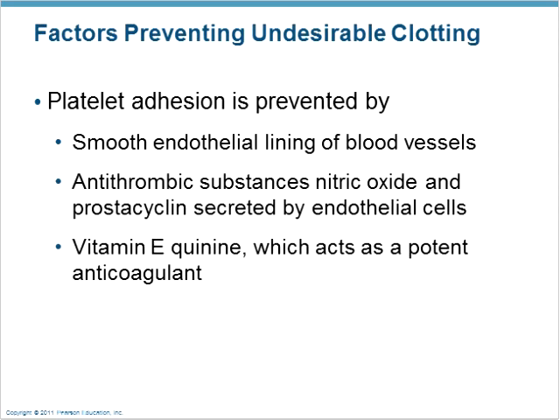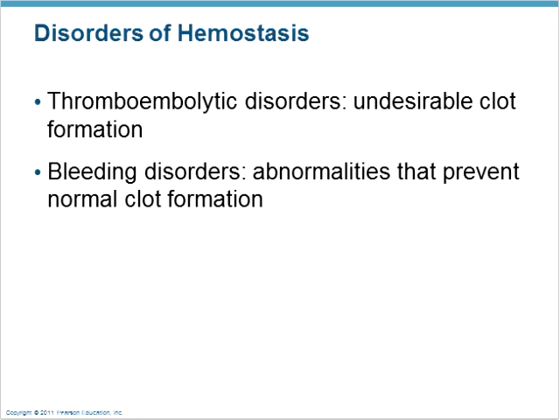Undesirable clotting, and also platelet adhesion, can be prevented by the smooth endothelial lining of the blood vessels, antithrombotic substances like nitric oxide and prostacyclin secreted by endothelial cells, vitamin E quinone, which acts as a potent anticoagulant, and also aspirin, St. John's wort, and ginkgo biloba. They all prevent platelet adhesion. They all can extend the bleeding time of blood.